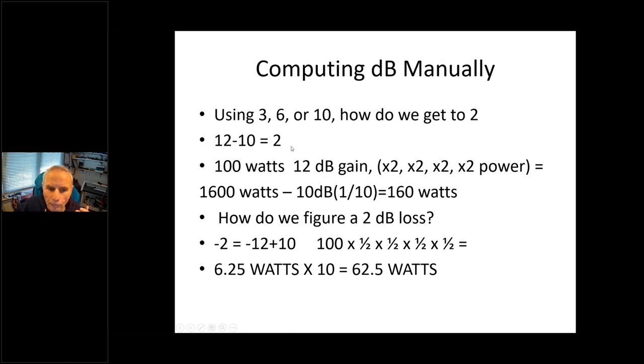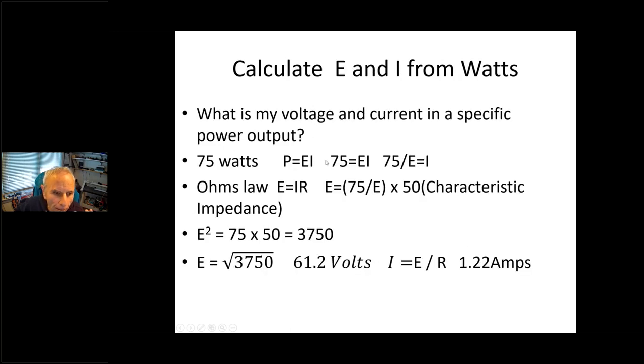It's just to give you an idea of working with these numbers: find the number that gets you to what you're looking for. In this case, how do I get to 2? 12 minus 2, 12 is 4 times 3 or 2 times 6, minus 10. I know that's a little complicated, but that's a way of computing it manually.